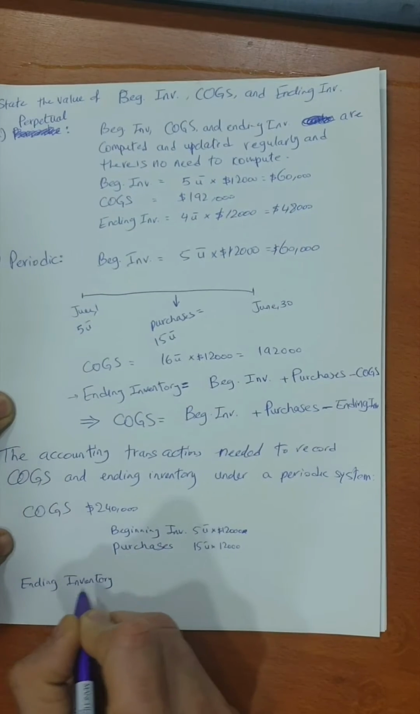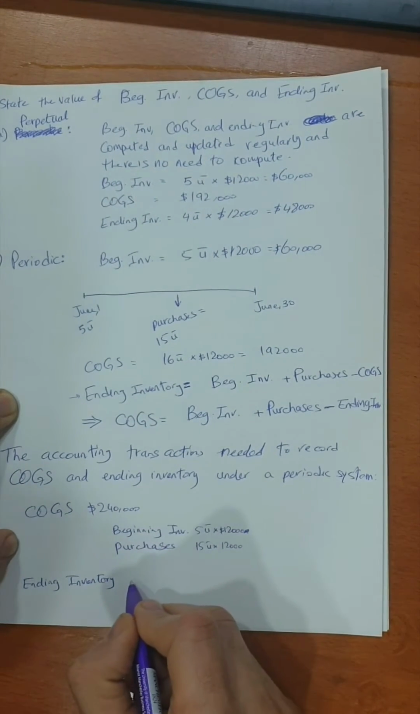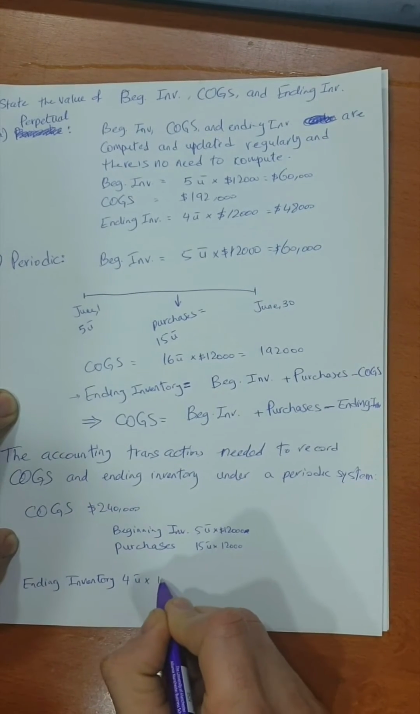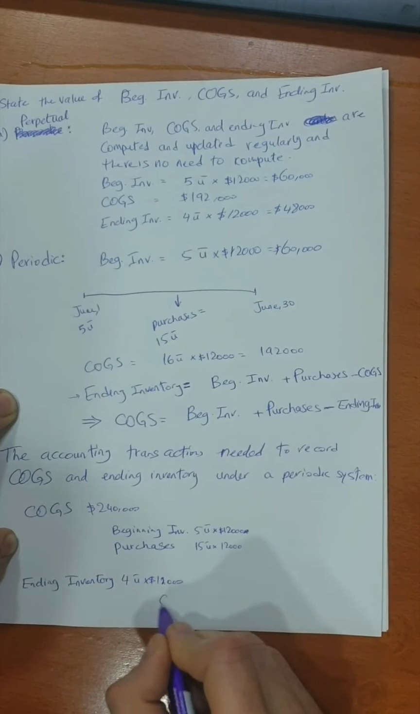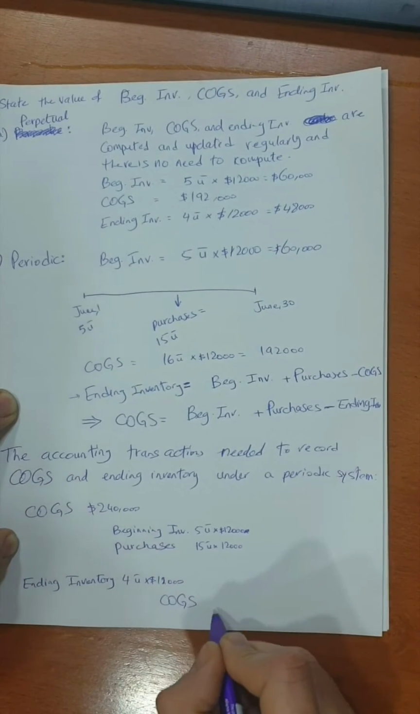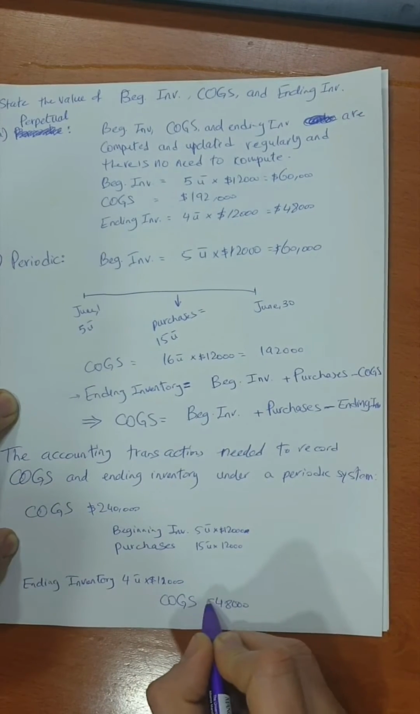So now we are increasing our assets. We are adding back to our ending inventory. The value is 4 units multiplied by $12,000, and deduct this from the cost of goods sold. So decreased cost of goods sold by 4 by 12 is $48,000.